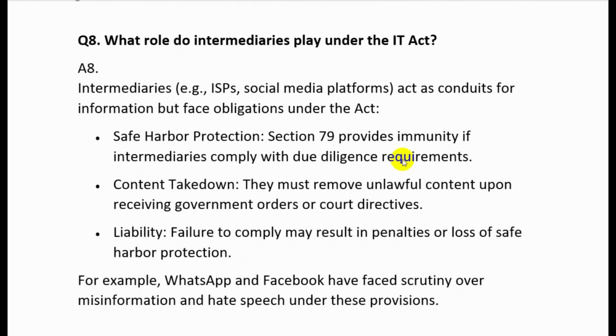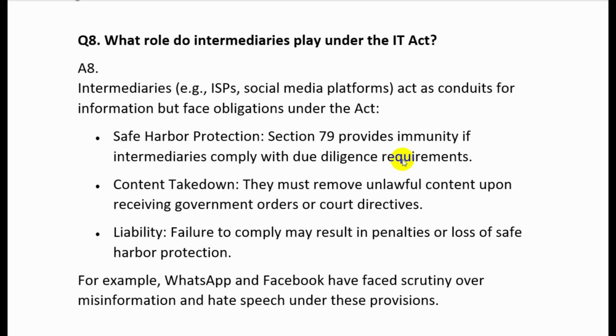What role do intermediaries play under the IT Act? This seems to be an important question. Intermediaries, for example ISPs, that is, Internet Service Providers, and social media platforms, act as conduits, that is, channels, for information but face obligations under the Act. First one is safe harbor protection. Section 79 provides immunity if intermediaries comply with due diligence requirements. Content takedown: they must remove unlawful content upon receiving government orders or court directives.